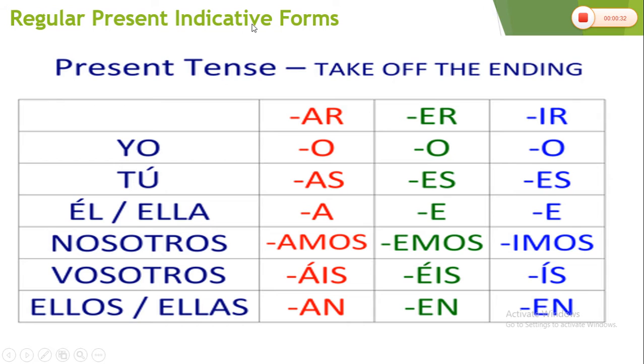Regular present indicative forms. You have to understand these two words which are quite important in this verb chapter: regular and present tense. All the lessons I have prepared in this verb lesson are related to regular verbs, because in Spanish we have regular and irregular verbs. And second, this table in front of you will be applicable only for present tense. Now let us start.